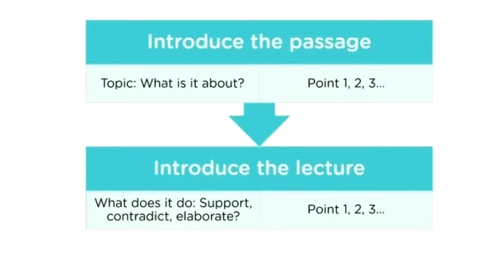As I said earlier, the lecture might contradict, so oppose the points in the passage, or it might elaborate, meaning adding more information. And then you'll discuss the main points in the lecture. This is a nice and simple way to formulate or structure your presentation in your mind. Introduce the passage. What is it about? The main points. Then introduce the lecture. What does it do? Support, contradict, explain, elaborate, and the main points.